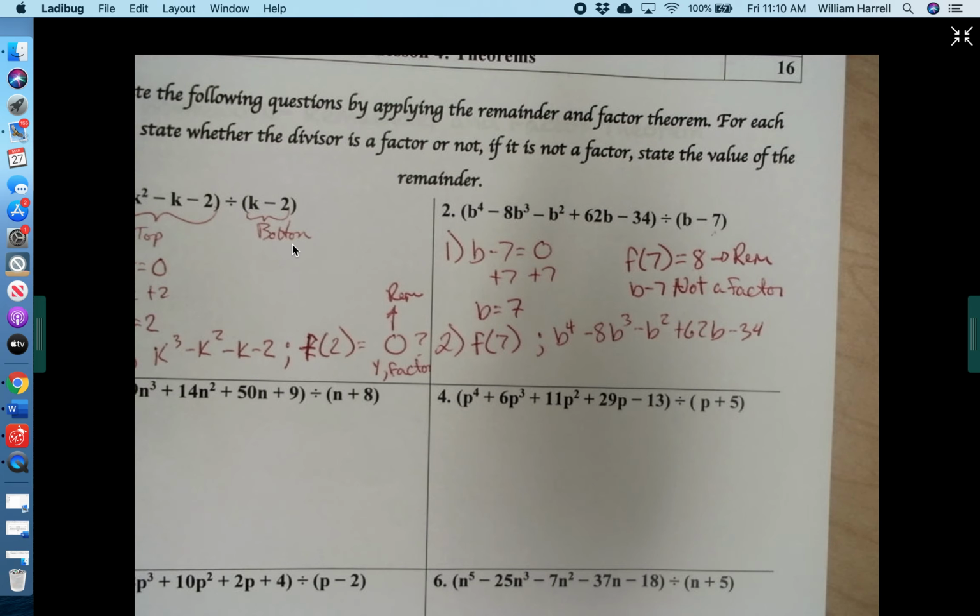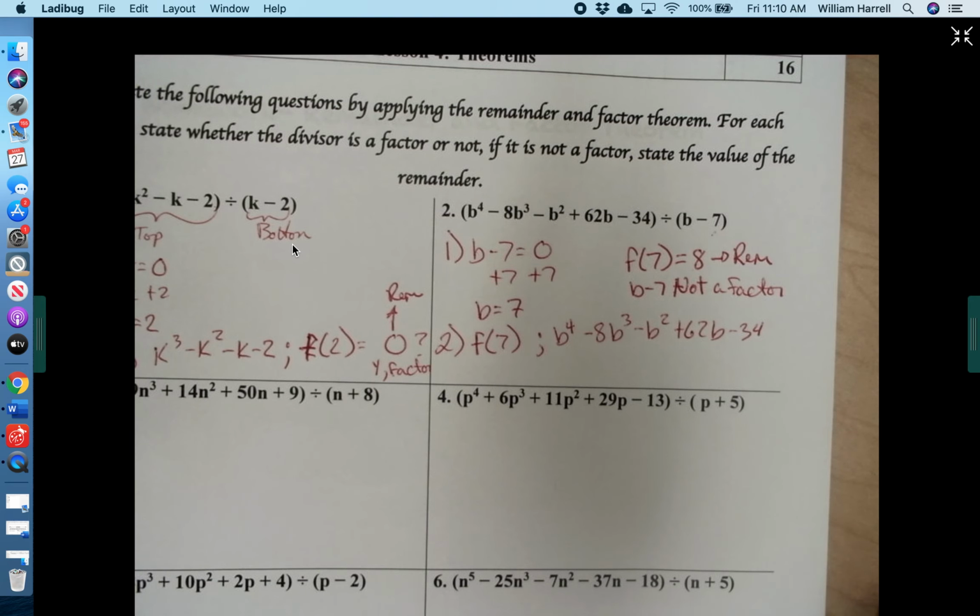Y'all, again, this is where y'all were already telling me. When we started dividing numbers, you said, no, Mr. Harrell, it is not a factor because there's stuff left over, right? My remainder is not 0. When we started dividing polynomials, you said, oh, so is the remainder always going to be 0? No, because just like with dividing numbers, with polynomials, your remainder can be anything. It's ultimately going to depend on what you are given in the problem.